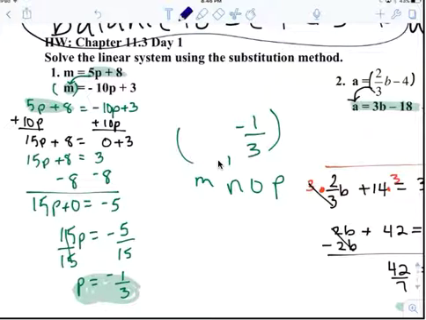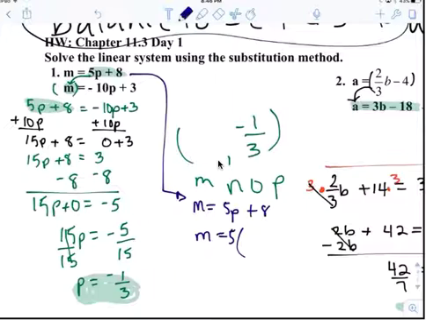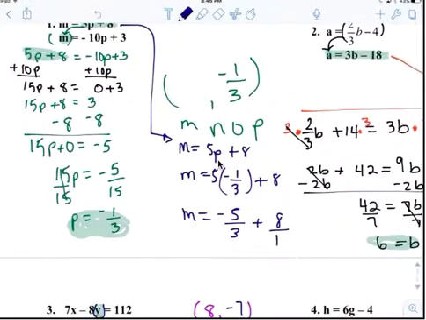You find M by substitution, right? You take this problem here. M equals 5 times P plus 8. M equals 5 times P, which is negative 1/3, plus 8. Then you multiply that, can't cross cancel, you get negative 5/3 plus 8. Gonna have to subtract, so common denominator here is 3, so that'll be 24/3 plus negative 5/3. End up subtracting.